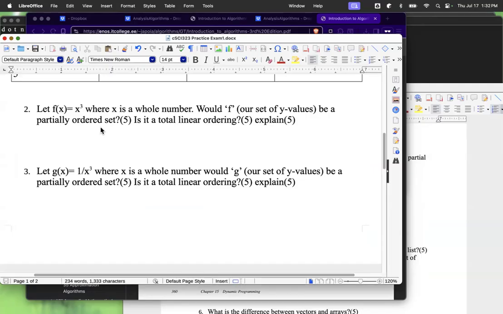Okay, so here I'll put out another hint. It's not about the elements in the set so much as it is about the property of ordering.